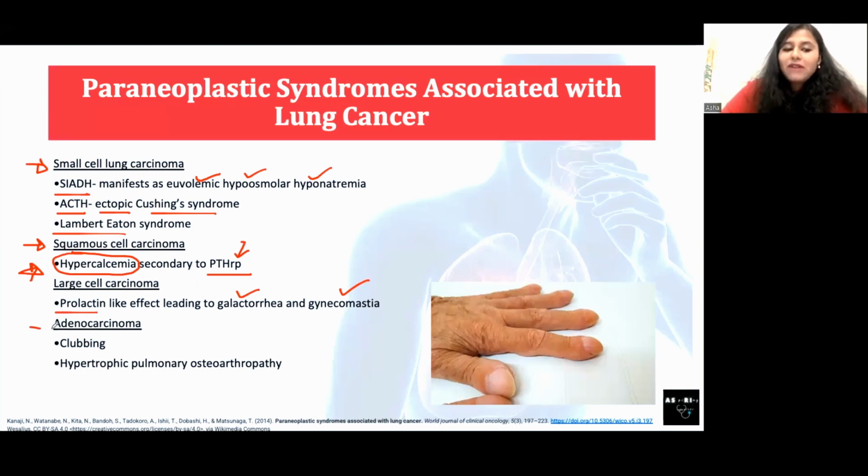And lastly, you have adenocarcinomas. These will not be seen centrally, will be seen peripherally, and usually affect those who, even though they're not smoking, could have clubbing like this, and hypertrophic pulmonary osteoarthropathy can be seen in them.